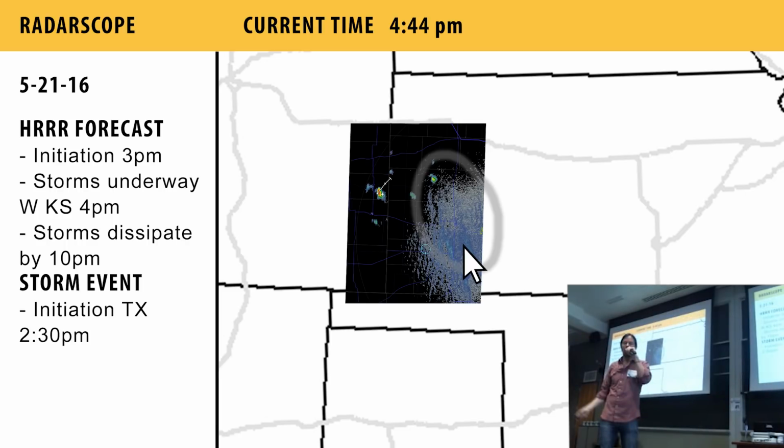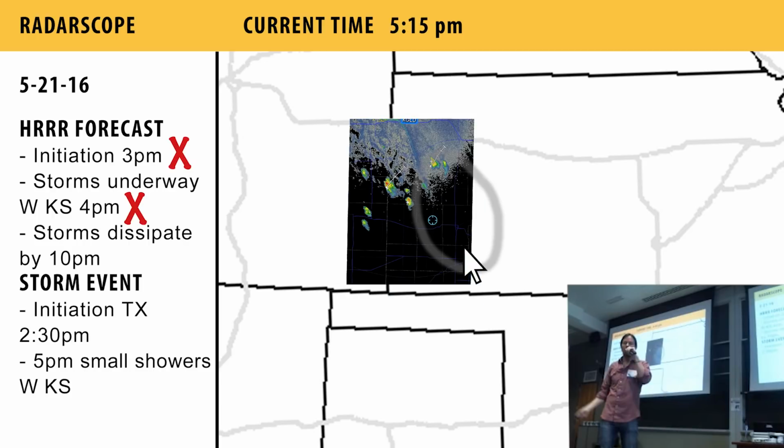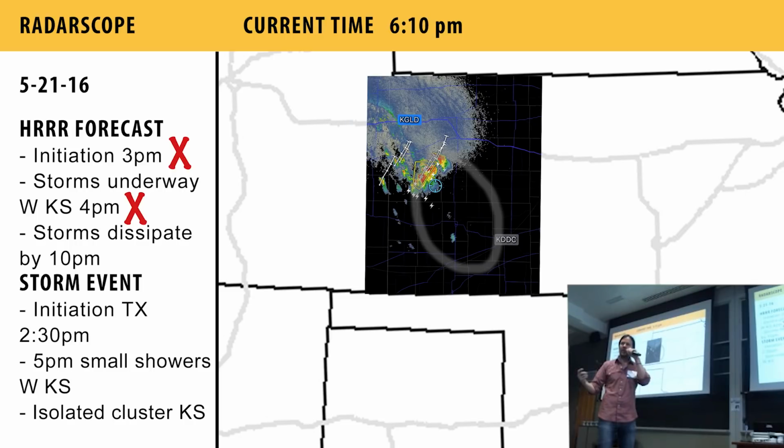So 4:44, nothing's going on. 5:15, you've got these little pop-ups that are just popping up, little showers popping up. Nothing's going on. So the HRRR did not do a good job. It might have been a strong EML that day. Sometimes it's harder to know where the coverage is going to happen. Is it going to break the cap? How much sunshine are we going to get? And at 6:10 p.m., we finally got this ugly cluster of storms here drifting into northwestern Kansas.